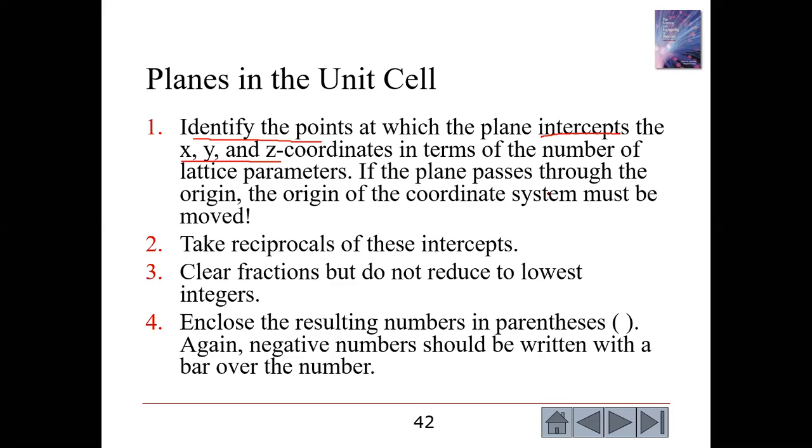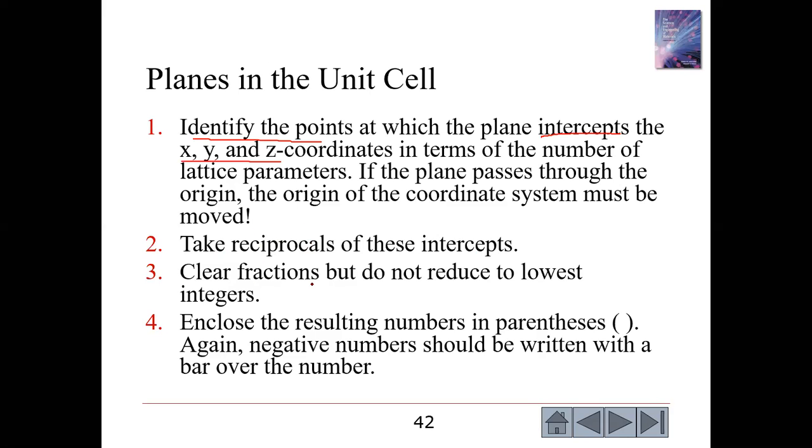If the plane passes through the origin of the coordinate system, the origin must be moved. This was not the case in directions. When we were drawing directions, we were not concerned with the origin. But here, the plane cannot pass through the origin. If it is passing through the origin, you will have to move the origin from there. So remember this. The second step is to take reciprocals of these intercepts.